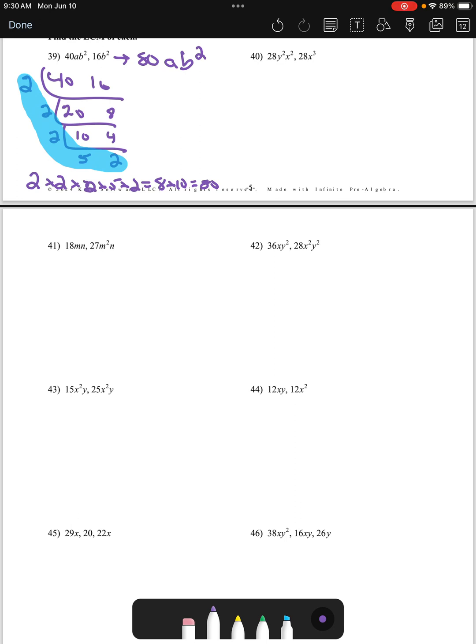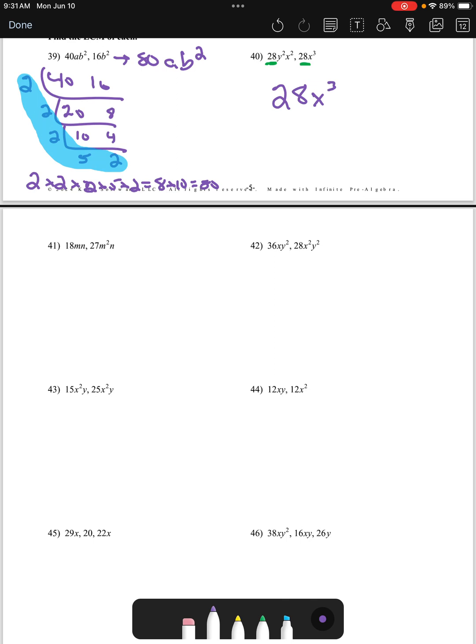So I see an A, my LCM needs A. These both have b to the second power, my LCM needs b to the second power. 80, A, b to the second power. In number 40, again, do yourself a favor. Anytime you see the same number in both terms, numerically, you're guaranteed to have that number.